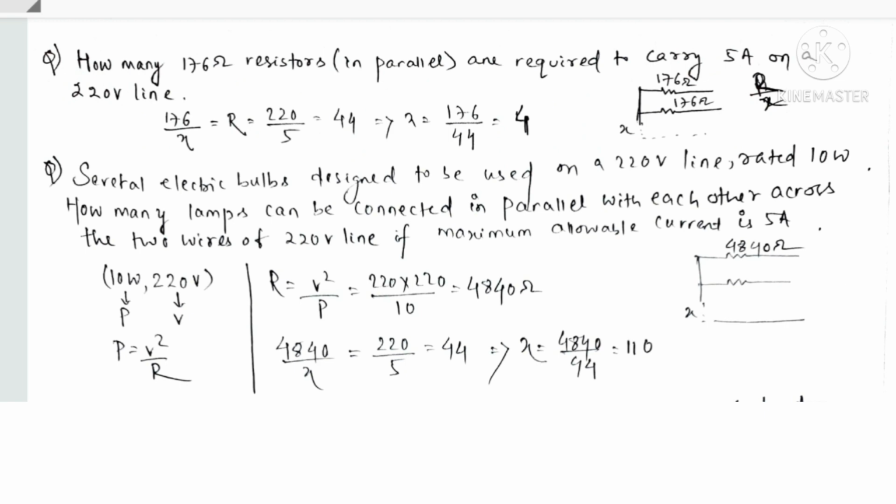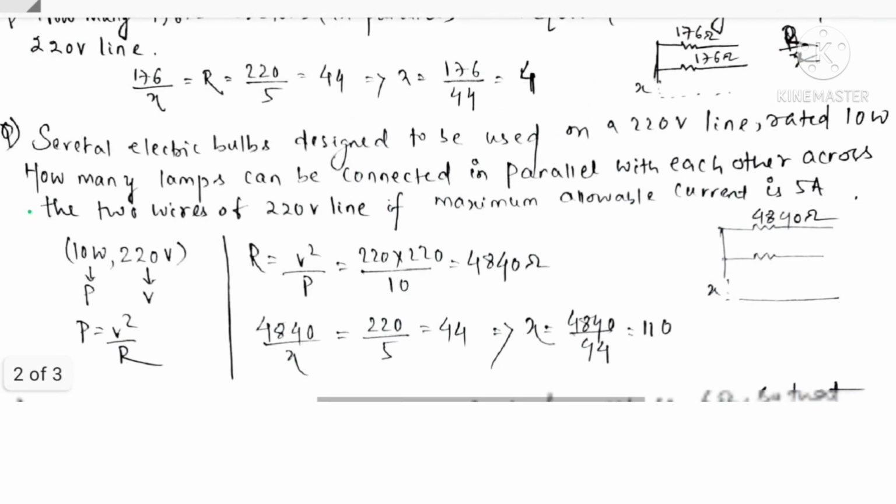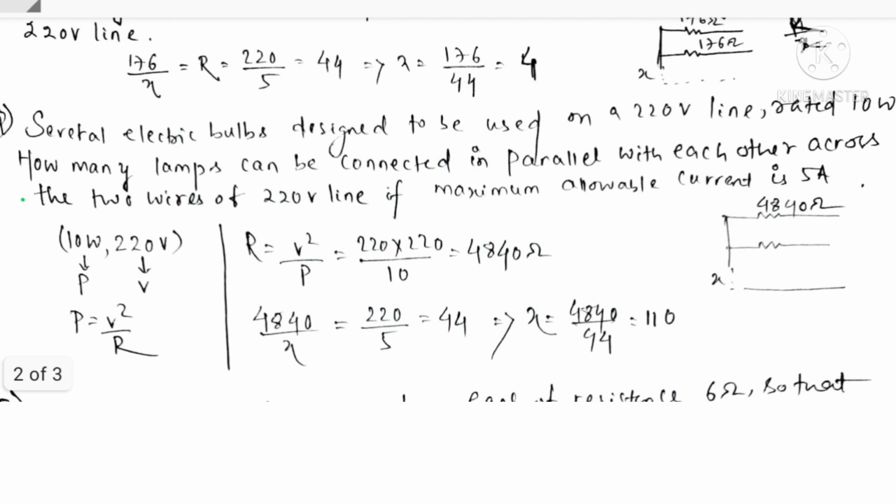Next question, similar question. Several electric bulbs designed to be used on a 220 volt line, rated 10 watt. How many lamps can be connected in parallel with each other on a 220 volt line, maximum current 5 ampere? Okay, same type of question. 220 volt line, 5 ampere current means total resistance will again be 220 by 5, that is 44.